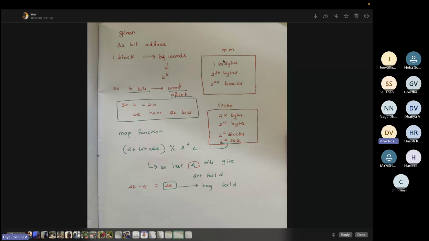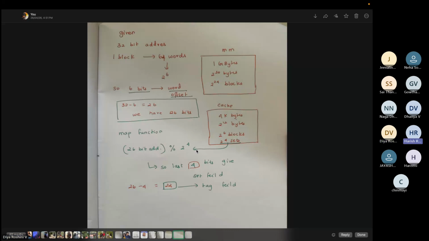We are going to map the address from the main memory to the cache, and we are going to map it to sets because it's set associative. So we have 2 power 4 sets, and thus we have the set field as 4 bits. Was this clear, or should I go once more?